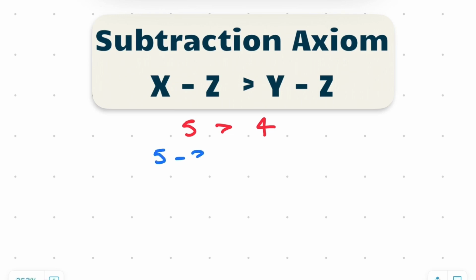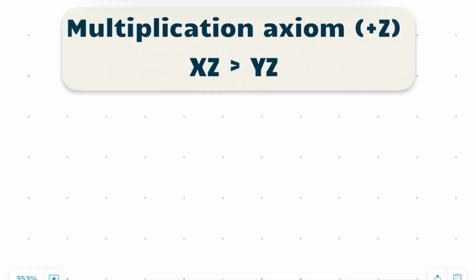I do 5 minus 3 is greater than 4 minus 3. And is this true? Well, yeah. 5 minus 3 is 2, and 4 minus 3 is 1. So basically, this axiom proves that when you subtract the same value from both sides, you get another inequality that is also true.